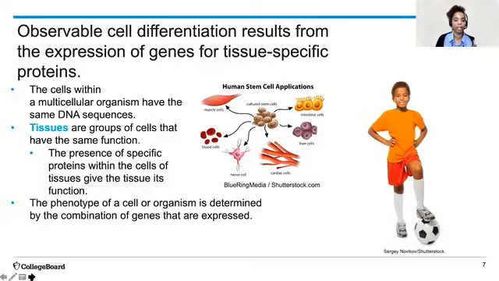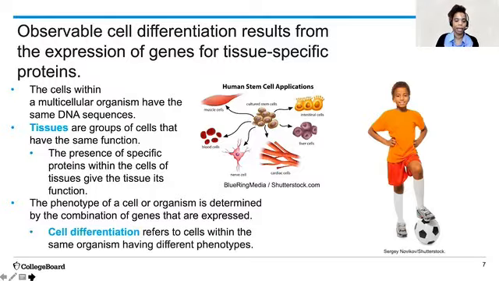The phenotype of a cell or organism is determined by the combination of genes that are expressed, and cell differentiation refers to cells within the same organism having different phenotypes.